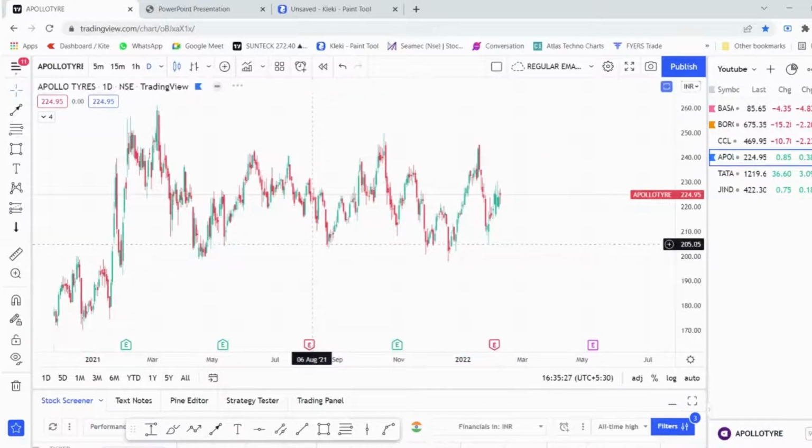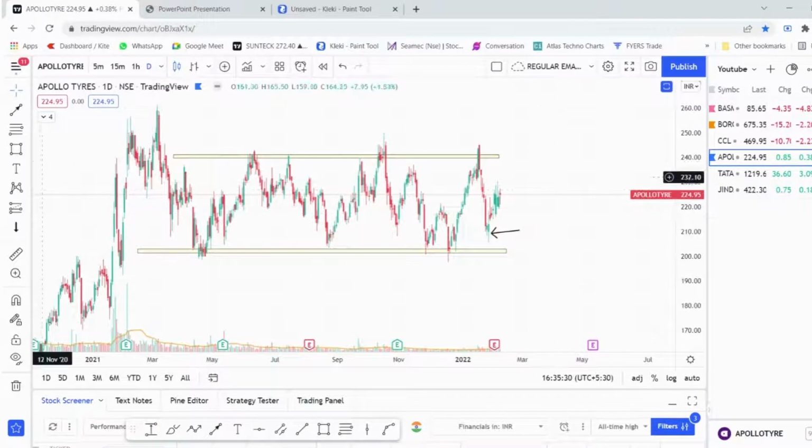For example, in case of Apollo Tyres, if we look at this now, this is an area that you should definitely avoid buying or selling. So this is what I was explaining, that you should not enter into such ranges whenever the stock is in the center of the range. You should enter either at the support on the lower part or on the resistance, that is at the higher part. So you have to keep this in mind while entering into any kind of trades.